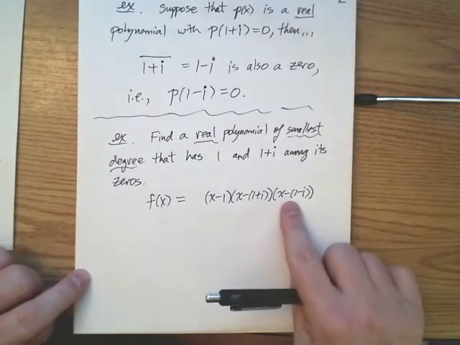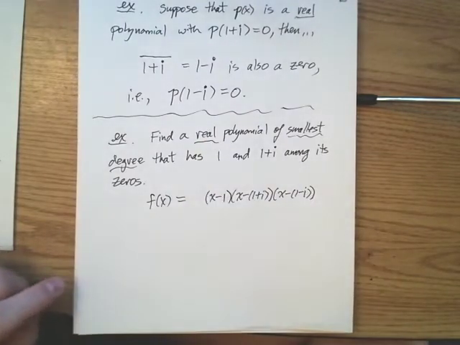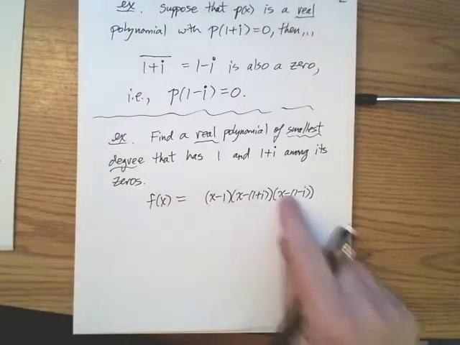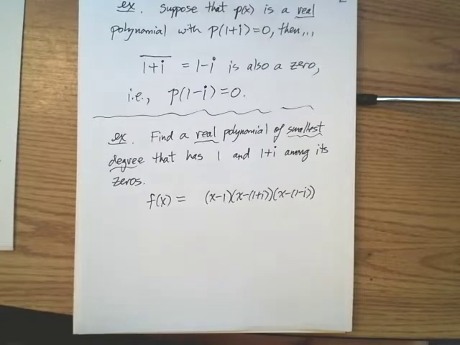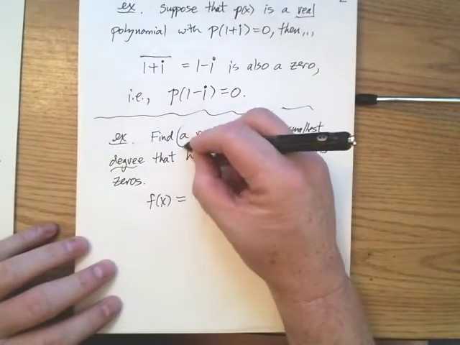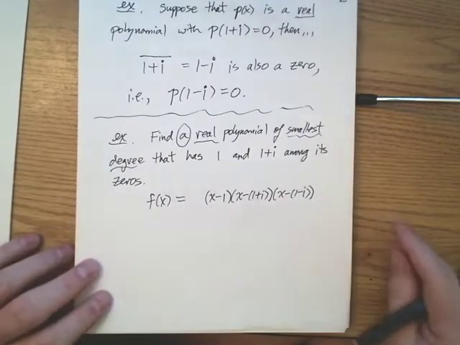But I claim if I include this factor in there, when I multiply these out, I'm going to end up with a real polynomial. It'll have degree x times x times x. That's x cubed, so its degree will be 3. Now, before I actually do this, there's one other little thing I would like to say here. I said find a real polynomial. Okay, I'm not claiming this polynomial is unique.